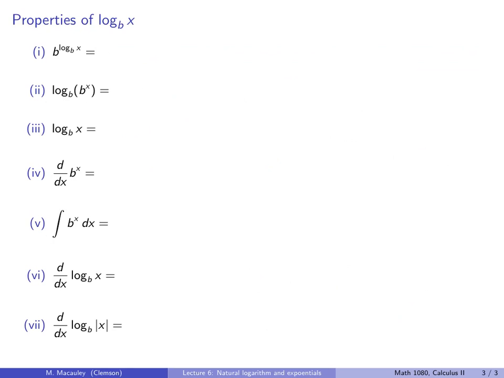Okay, so this first one, b to the log base b of x. b to the x and log base b are inverse functions, so this is going to be equal to x, and this is for x greater than 0, because if x is less than 0, the log function is not defined.